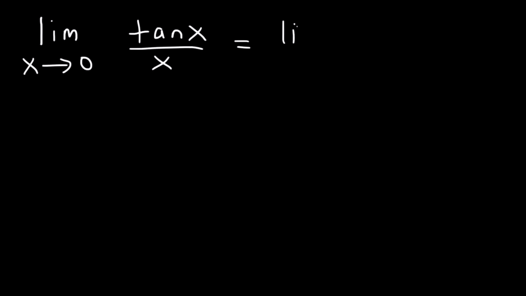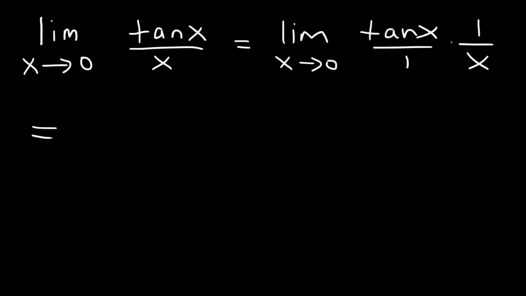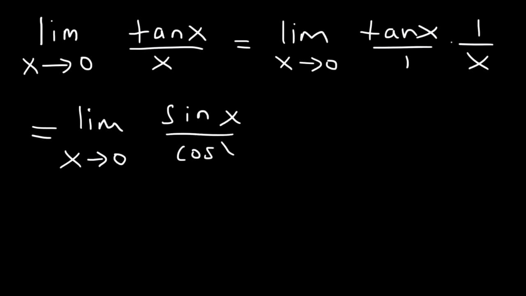Let's try this one. The limit as x approaches 0, tangent x divided by x. What do you think the answer to this problem is going to be? Well, tangent, we know, is sine divided by cosine. But first, let's rewrite it like this. Let's separate x and tangent x. And now in the next step, let's replace tangent with sine over cosine.